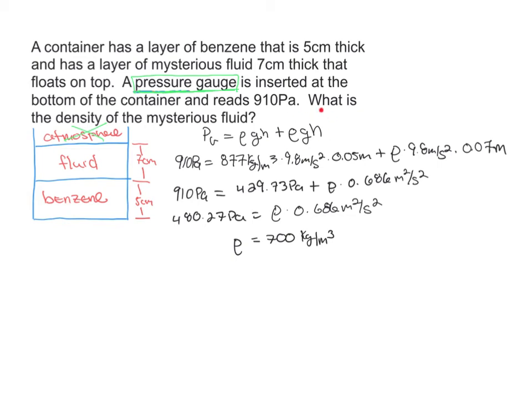And then my second row GH term is going to be the density of the fluid that we're trying to solve for, times 9.8 times just the height of the mysterious fluid, so the 0.07 meters. I'm then going to do my algebra and isolate the density of the unknown fluid, and we find that it's 700 kilograms per meter cubed.